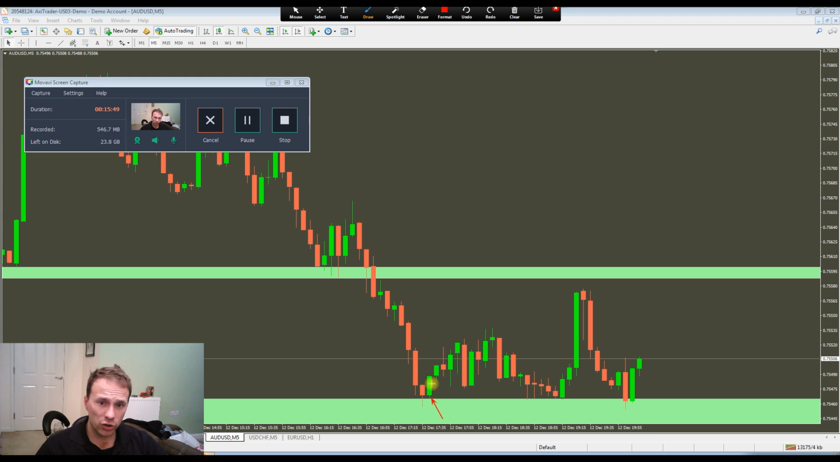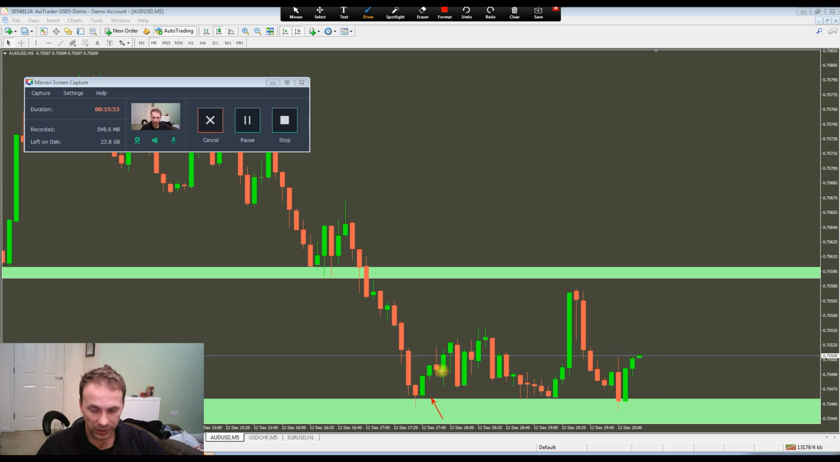On the 5 minute chart, we're looking at a 15 minute, 30 minute trade. So 5, 10, 15 would have been a nice win. Again, 5, 10, 15, 20, 25, 30 would have been a nice winner.